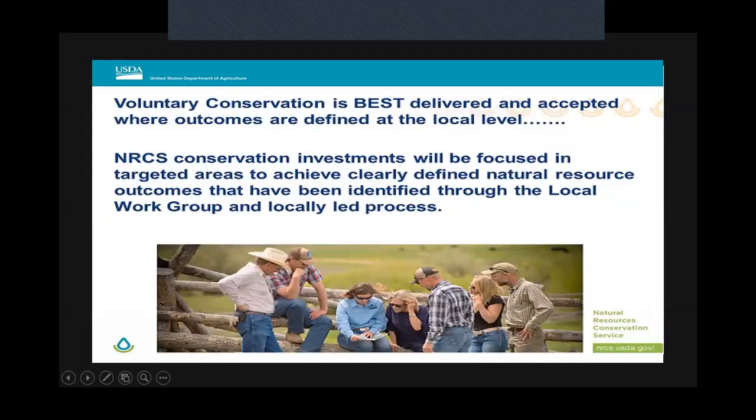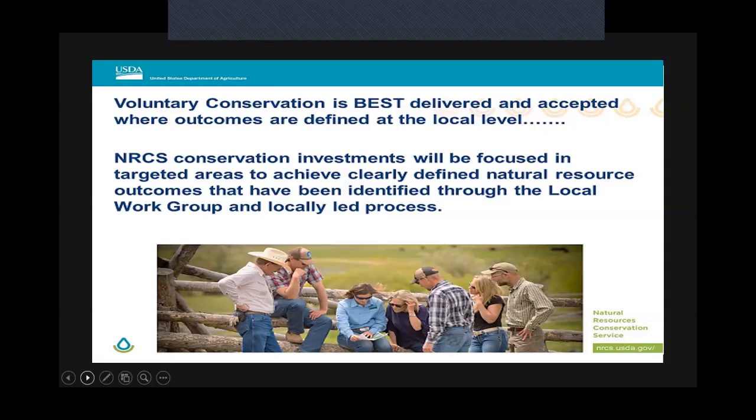And so the decision was made 2 years ago that we were going to start delivering that funding a little differently. Where that money goes and the resource concerns that we're going to address are best identified locally, not by Tom and his state office in Bozeman, but locally. So we're looking at targeting our investments where we can move the needle, have the highest impact through the locally led process, where that local working group helps us identify priorities.